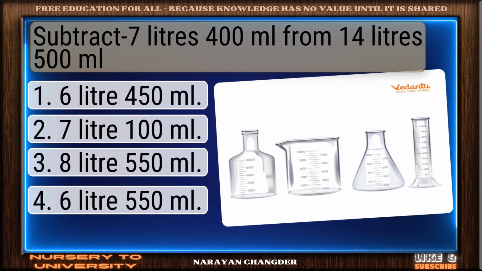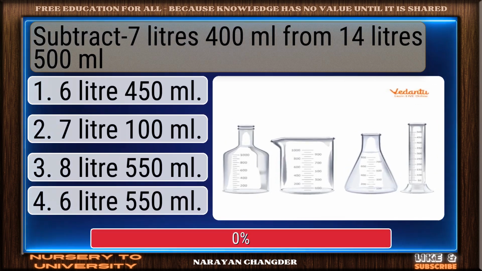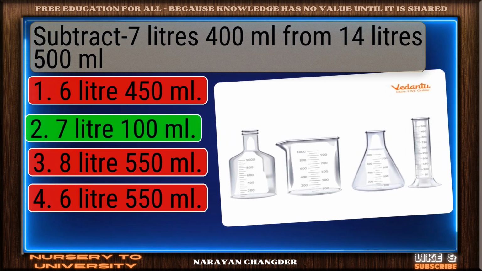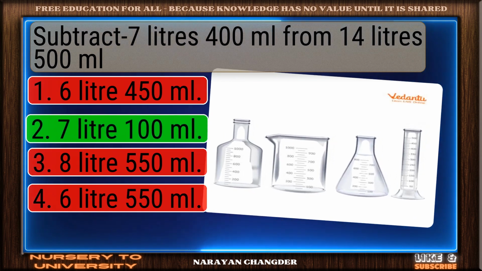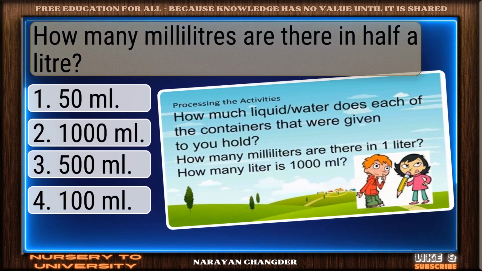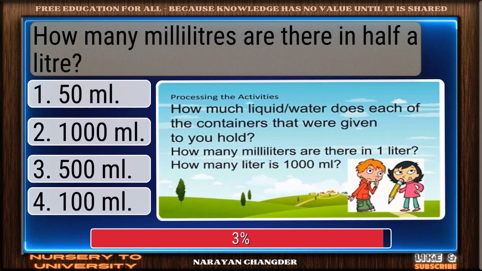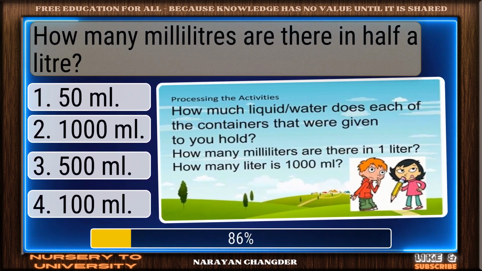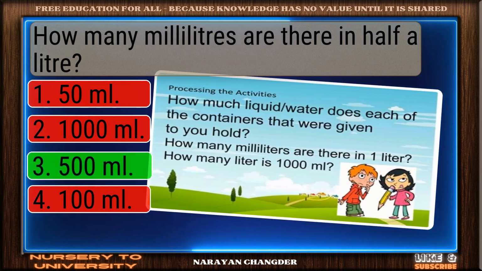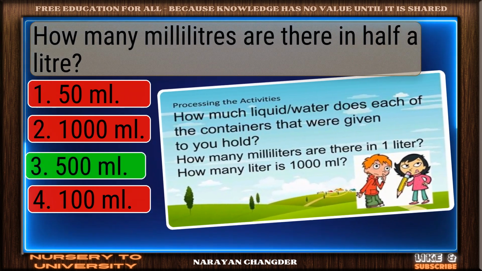Subtract 7 liters 400 ml from 14 liters 500 ml. Clear logic. Your choice 7 liter 100 ml is sound and 100% true. How many milliliters are there in half a liter? Correct response. 500 ml is the most accurate answer.